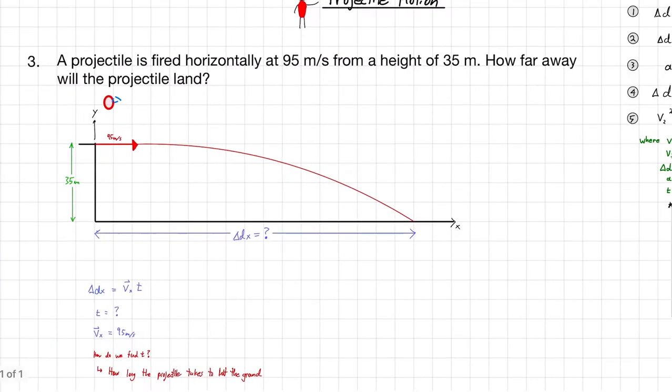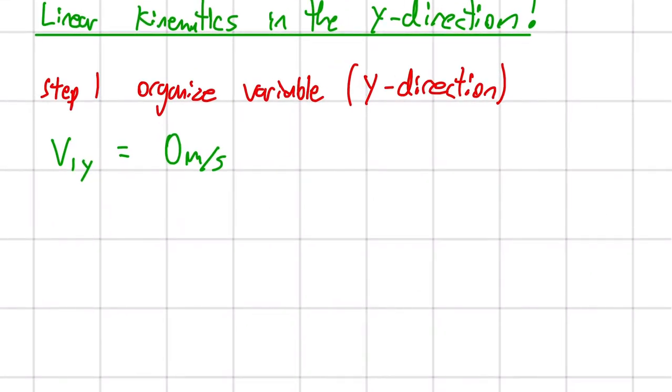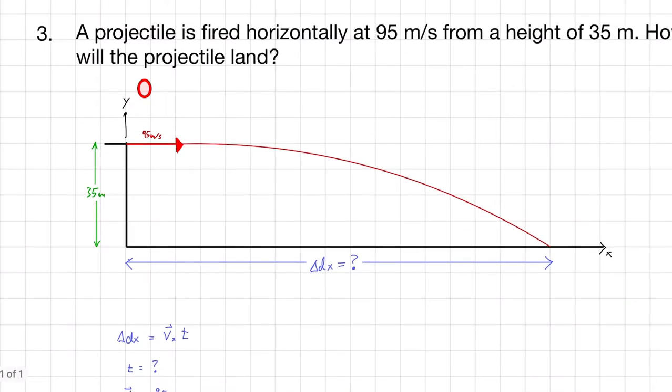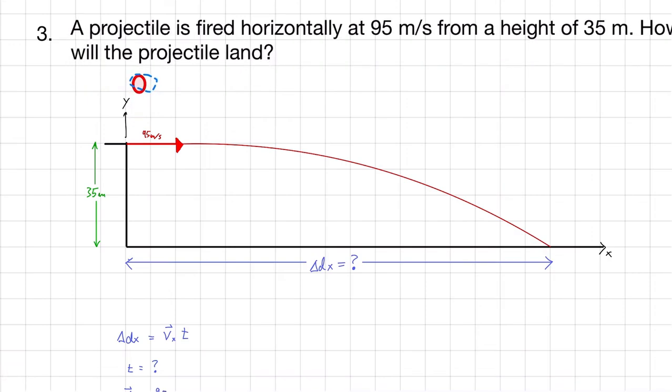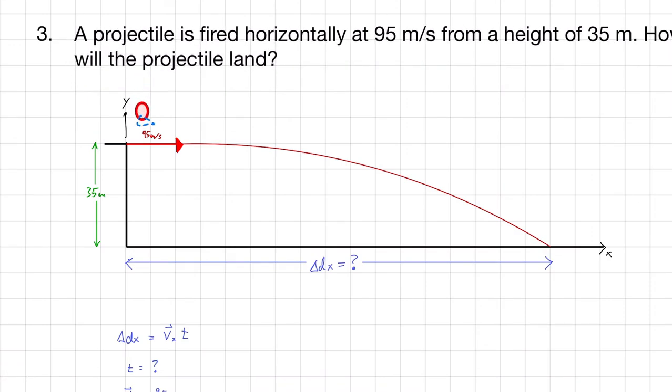All right, let me continue on with our variables. So our acceleration, as we know, on Earth, is negative 9.81 meters per second squared. So that's the acceleration that this object is going to experience as it falls down to the ground.